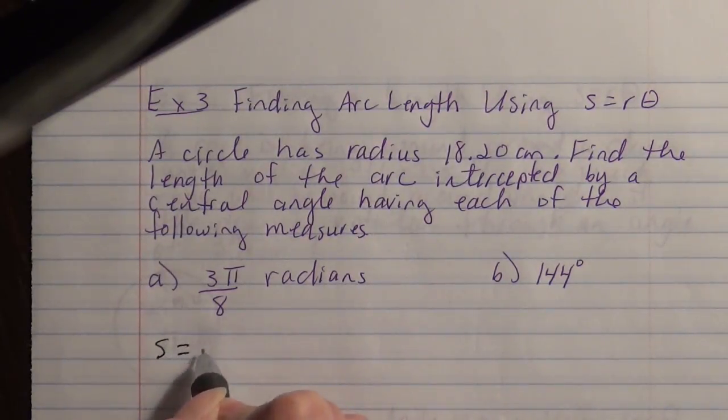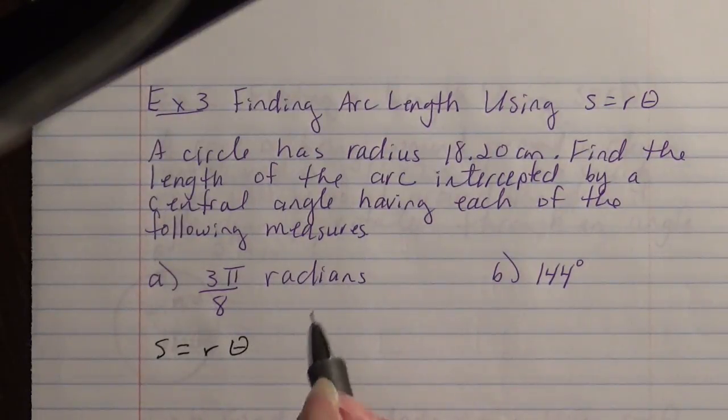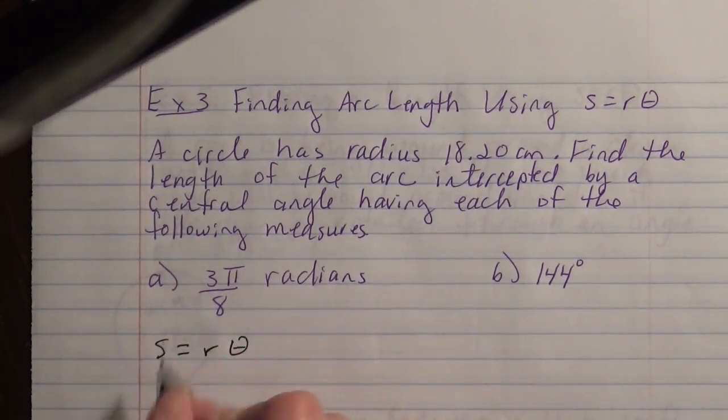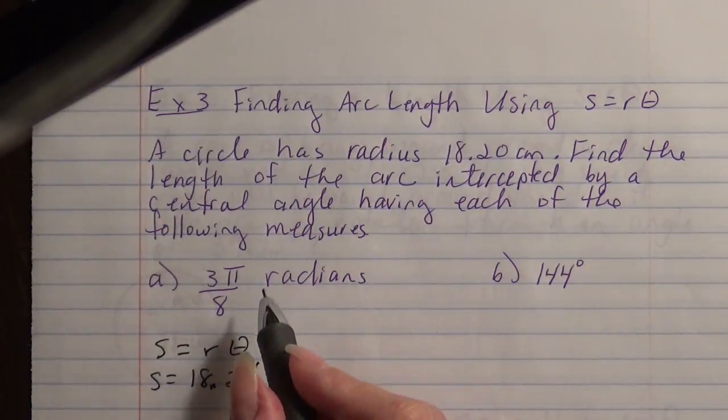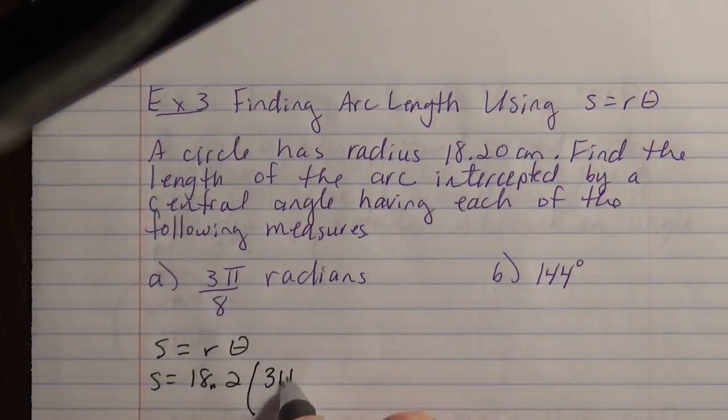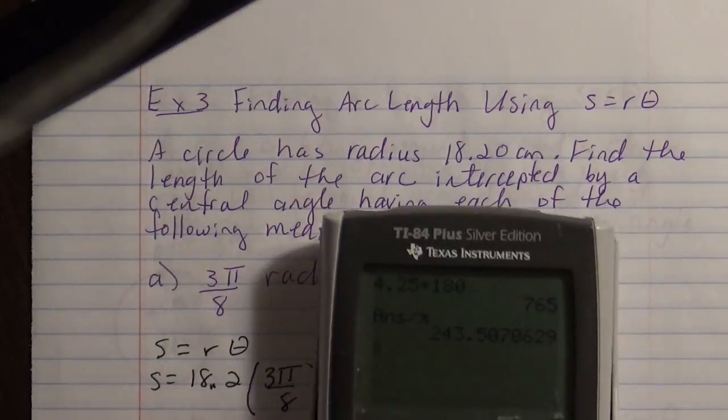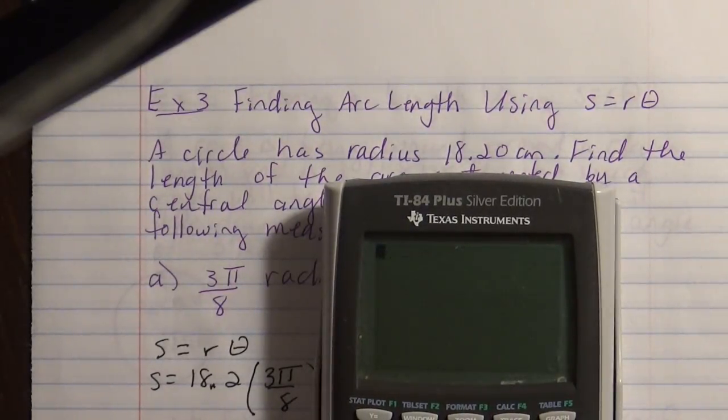We're going to say S equals R times theta. We were told that our radius is 18.2. So S equals 18.2 times, and our angle is 3 pi over 8. And we can multiply these using the calculator. Okay, so 18.2 times 3 pi over 8 gives me 21.44.